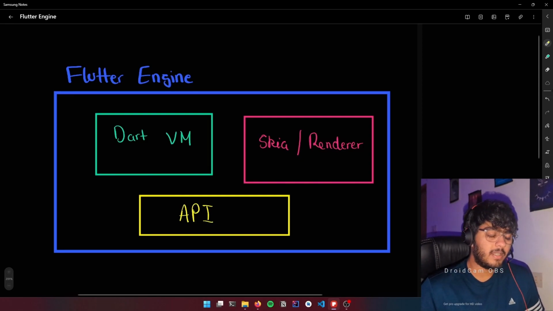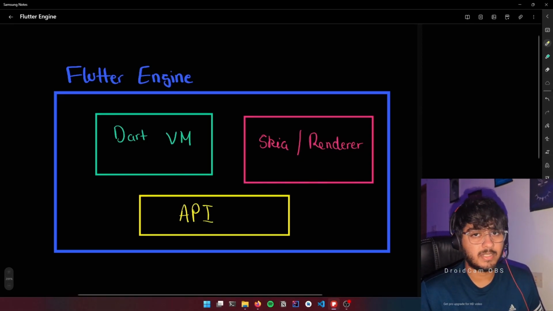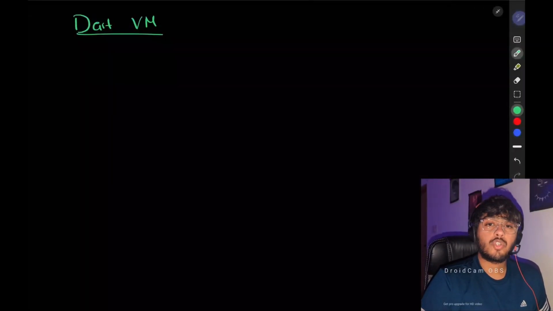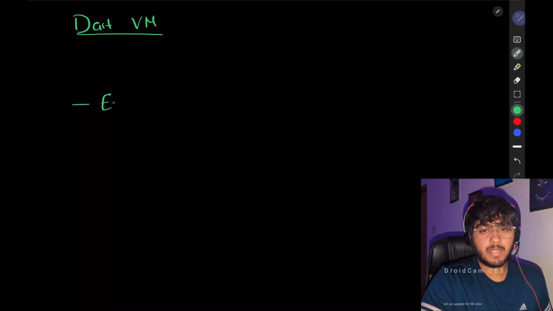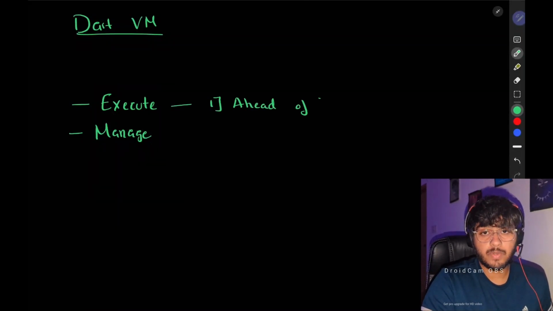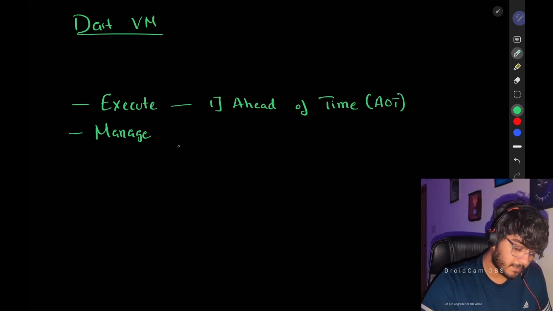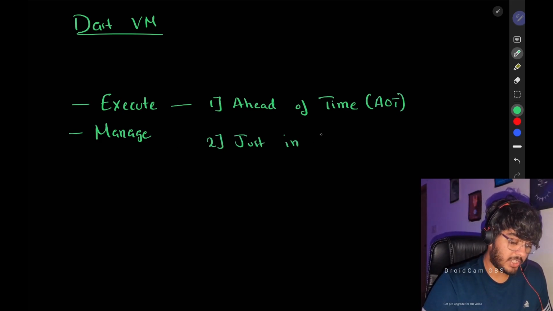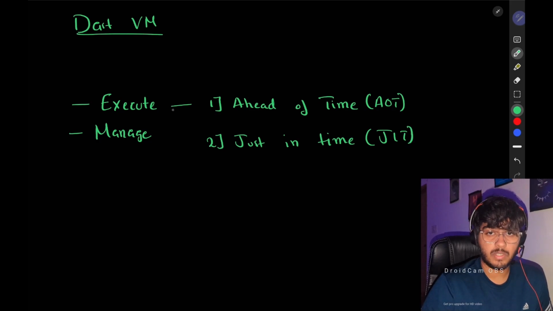Now that we know that, let's get a little deeper into what these things actually do and how they work with each other. The Flutter engine is built on top of the Dart programming language and its associated virtual machine or VM. The Dart VM's primary responsibility is to execute and manage the Dart code that we write. It has two main types of executing Dart code. The first being AOT or ahead of time compilation of the Dart code, and the second one is JIT or just in time compilation of the Dart code.